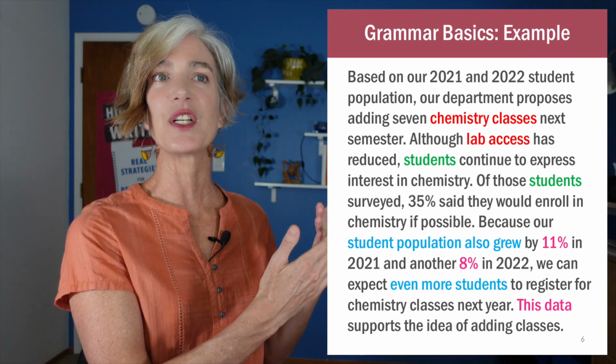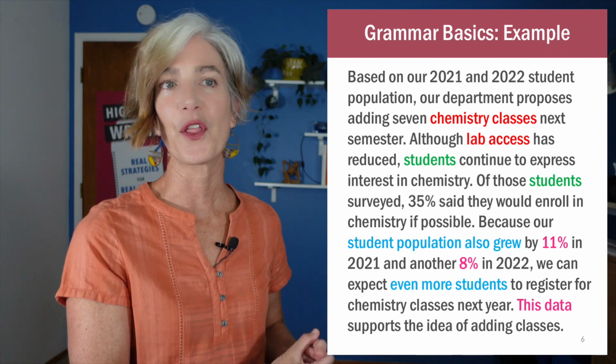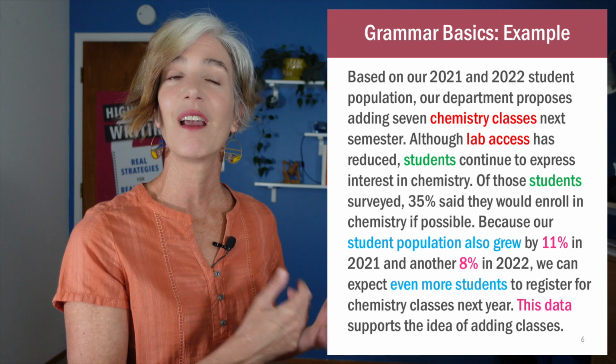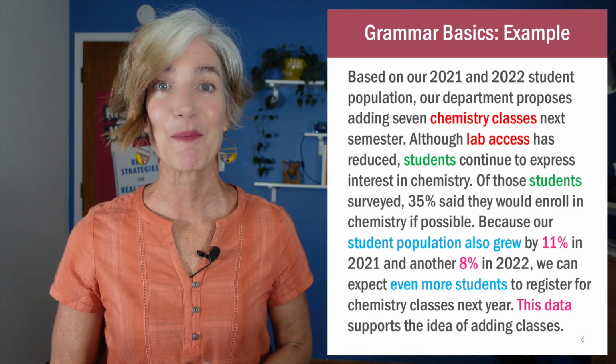So the first connection is about chemistry classes, the second connection is about students, the third is about population, and the fourth is about data. All right, so let's get into these steps.